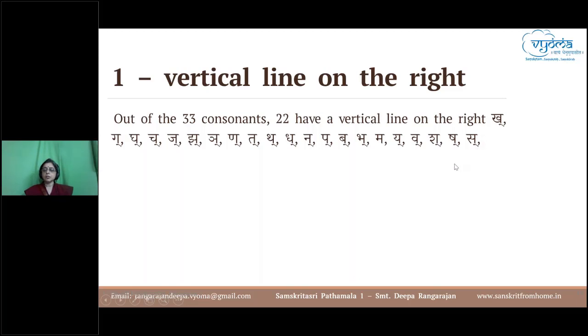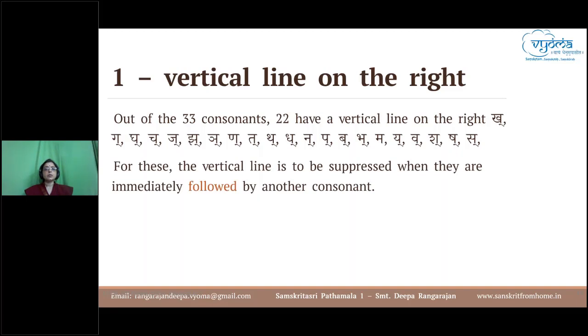the end. So when these form SamuktAksharAs, the vertical line is to be suppressed to combine them with the immediately following consonant. An example is given, plus he is he. So to this, if you add a yakara, akara, it will become here. So k plus e is k. This is how we combine it. The vertical line, which is at the extreme right, is suppressed. This is for the first set of consonants which have a vertical line on the right.